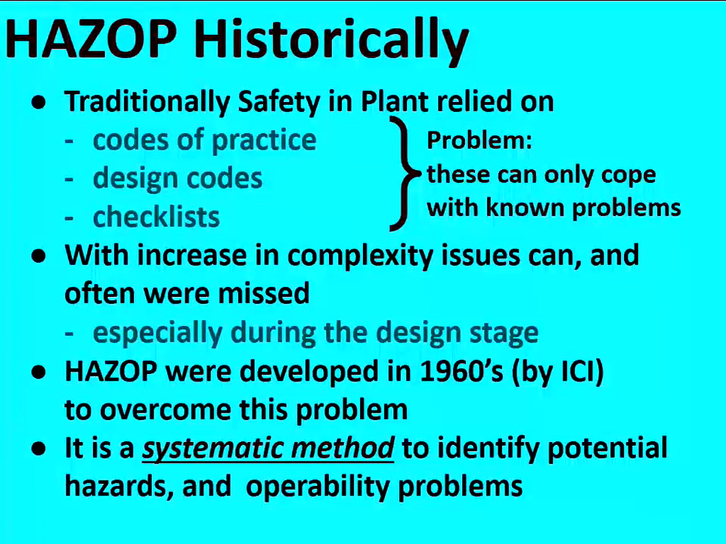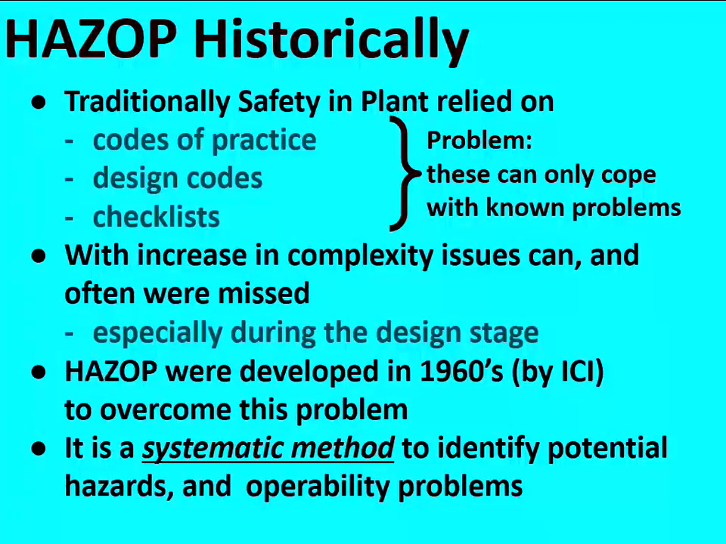So HAZOPs were developed in the 1960s by ICI in the UK, and basically what they tried to do was address the complexity issues. They realised plant was getting built and it was getting more complicated, so they came up with a methodical, systematic method that they hoped would identify potential hazards and operability problems. So it's a method, it's an approach, it's a frame of mind. And it's called systematic because it goes through a lot of steps. And it covers, hopefully, all eventualities.